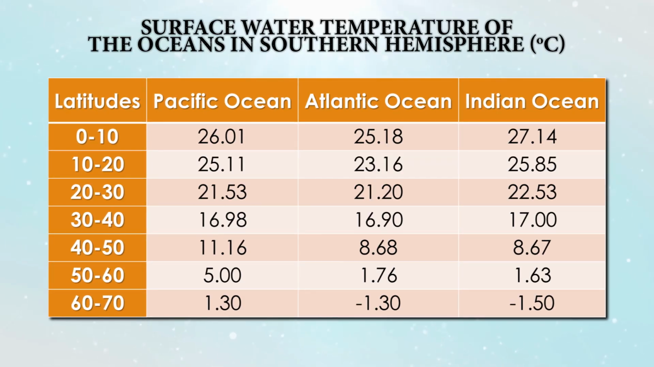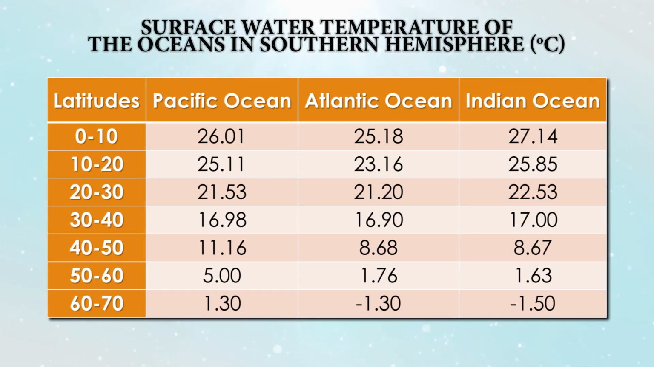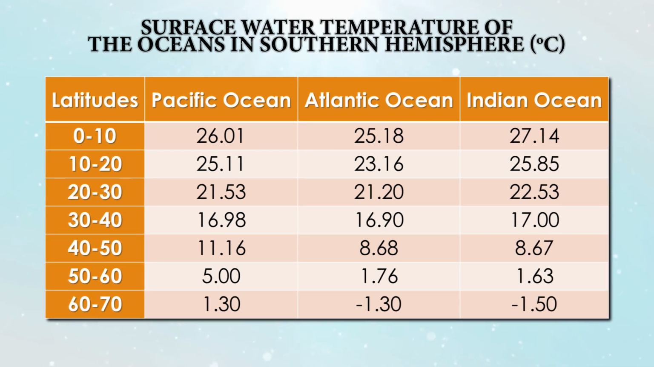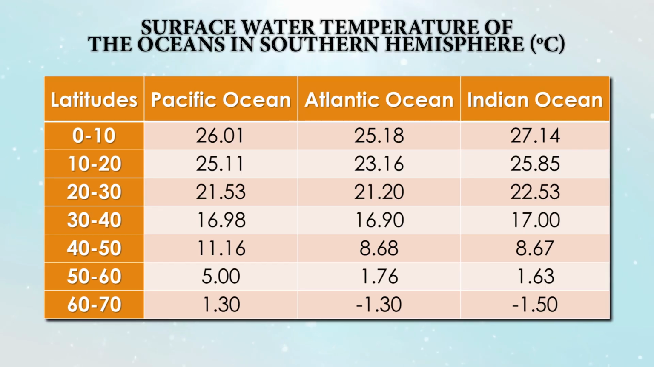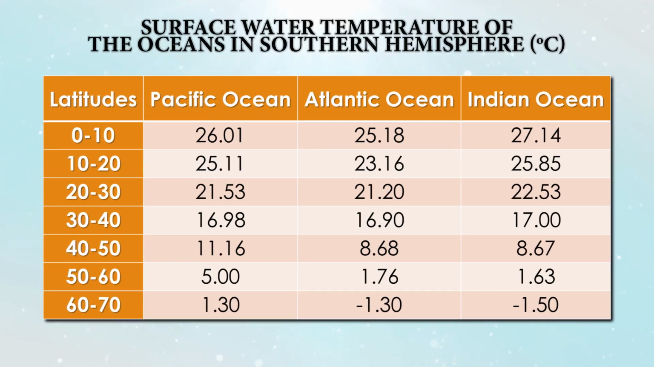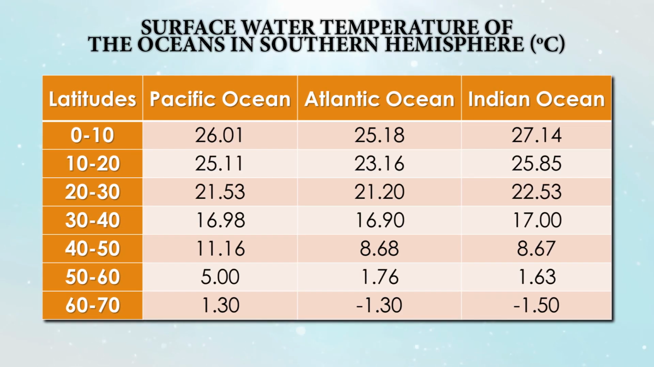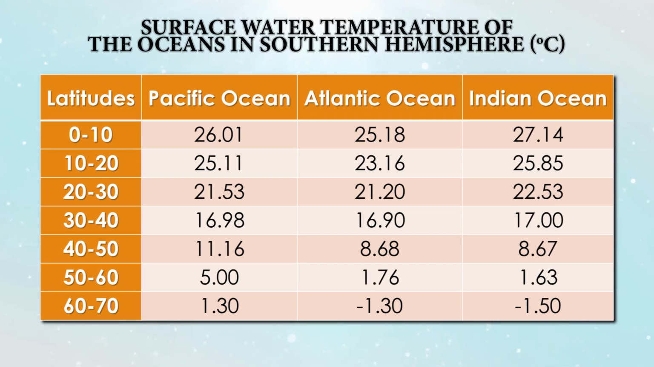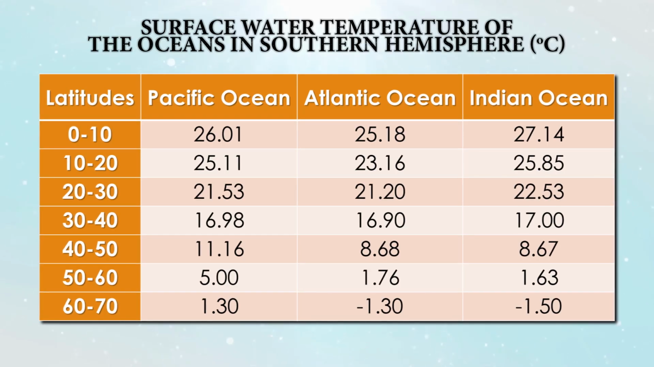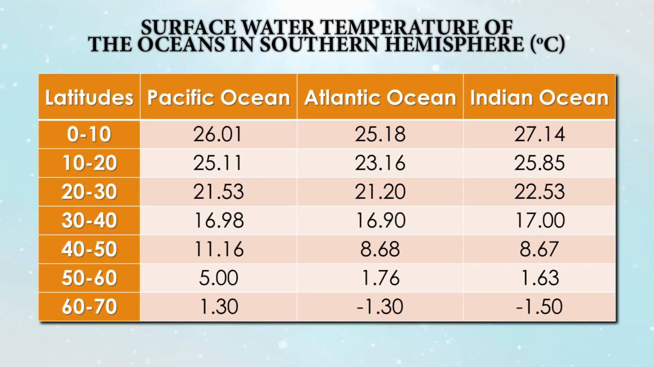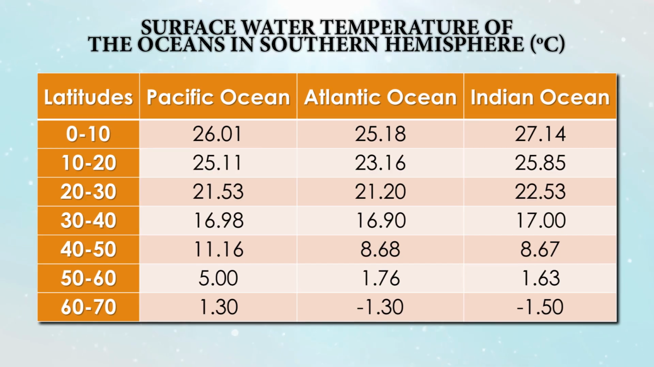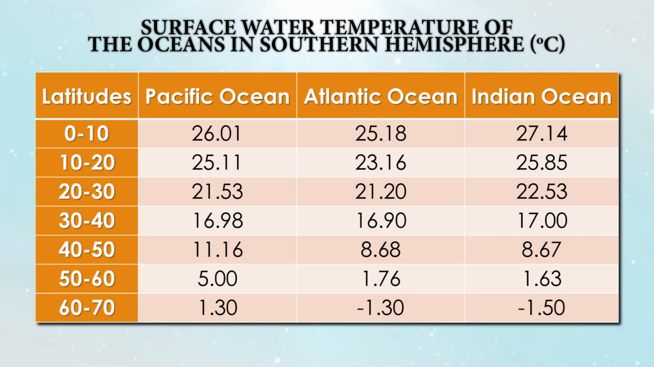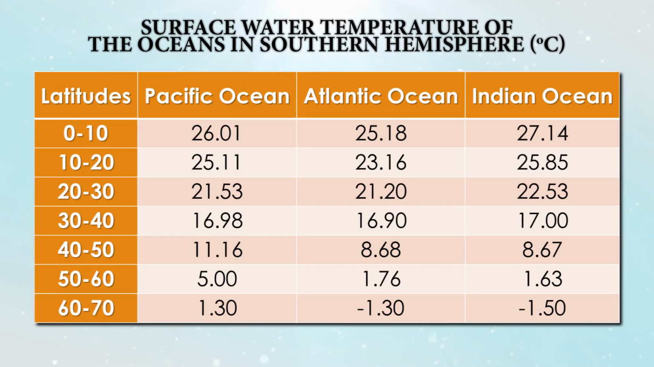And in the southern hemisphere you can see the decrease in temperature is more compared to the previous table, because you can see that between 60 to 70 degree latitudes in the Atlantic Ocean, temperature has reached about minus 1.3 degree centigrade. This is because of the greater proportion of water in the southern hemisphere compared to the northern hemisphere, due to which temperatures are reducing at a higher degree as we go from the equator towards the poles.